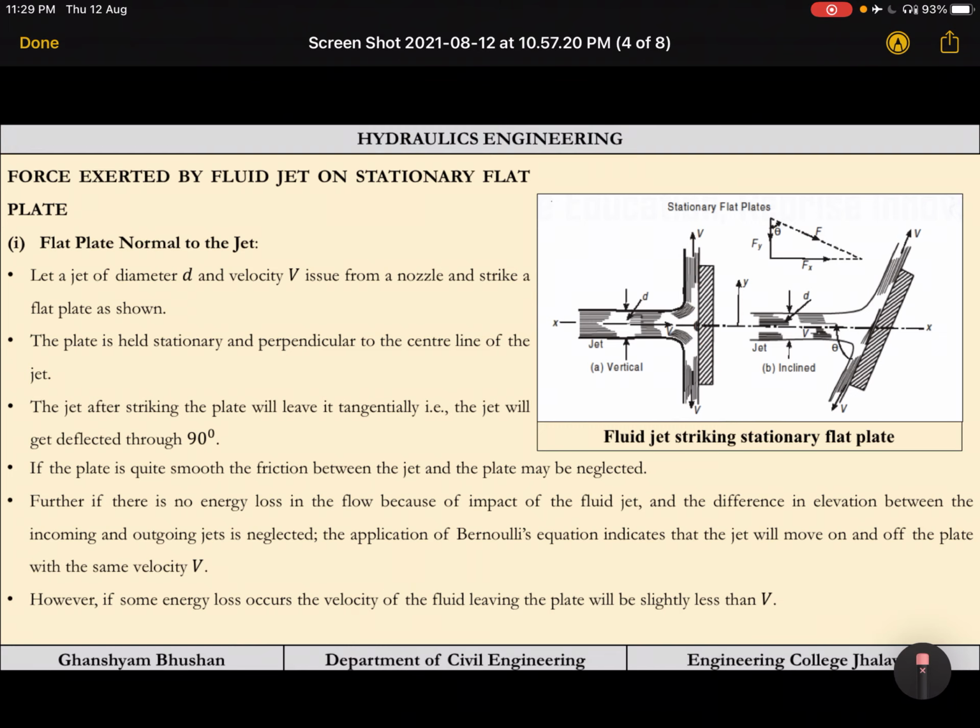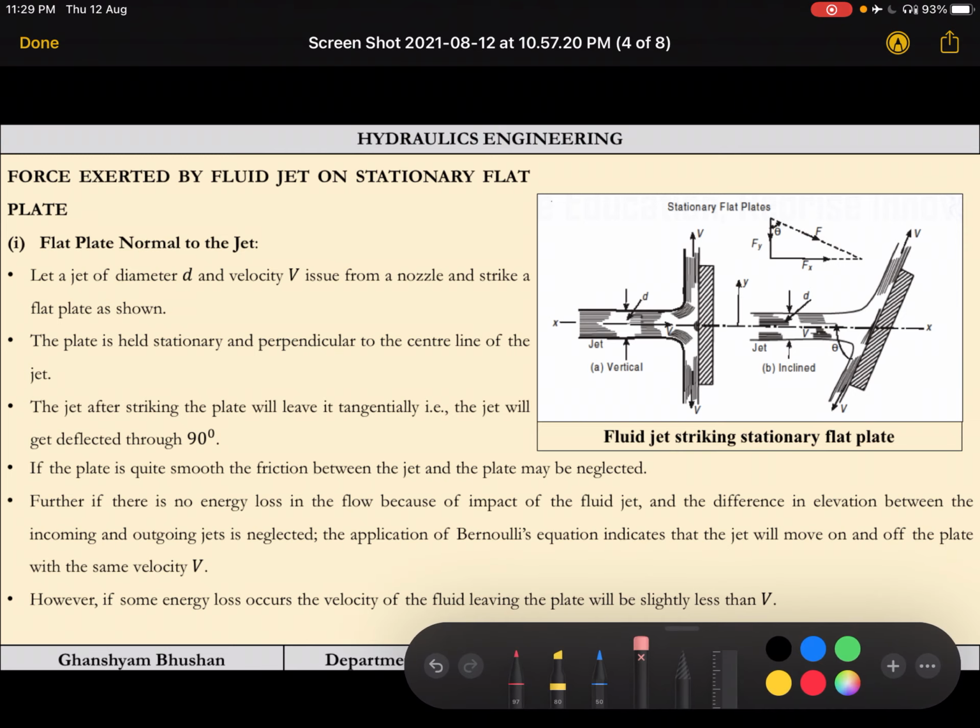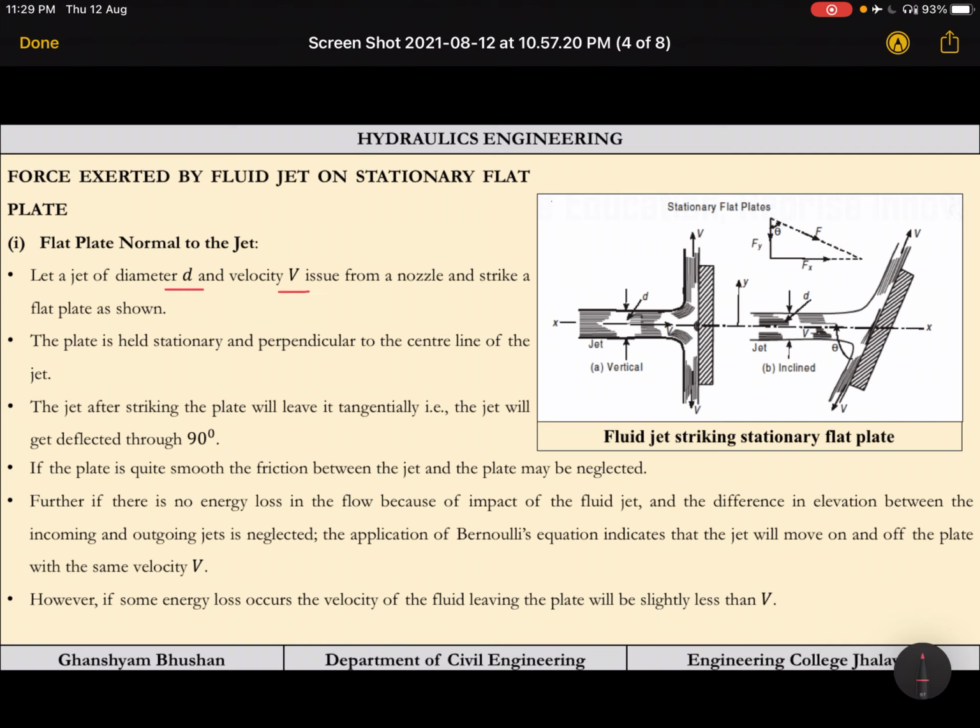First case: let a jet of diameter small d and velocity capital V issue from a nozzle and strike a flat plate as shown. These are the characteristics of the jet: small d is the diameter and it has a velocity capital V. The plate is held stationary and perpendicular to the center line of the jet. You can see this from the diagram.